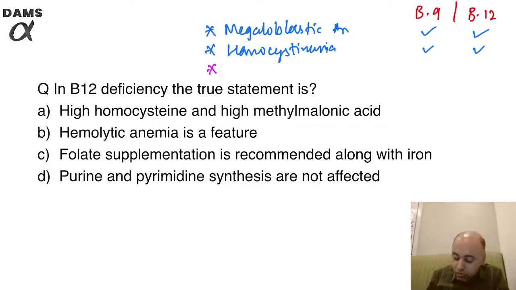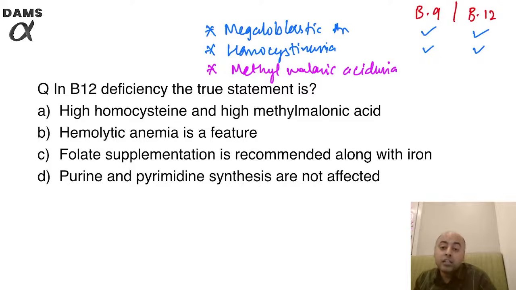But in addition to these two, you are also going to have methylmalonic aciduria. For the metabolism of methylmalonic acid, B12 is required. So if B12 deficiency is there, then methylmalonic acid will accumulate and it will cause methylmalonic aciduria. And last is the neuropathy, subacute combined degeneration of the cord. This is not a feature of B9 deficiency, but it is a feature of B12 deficiency.